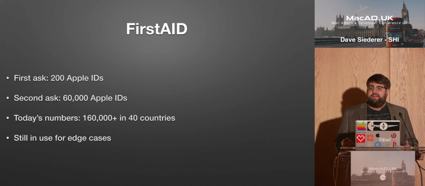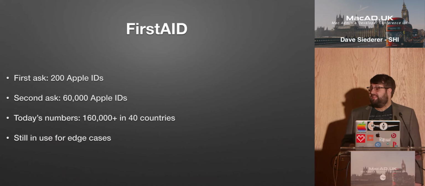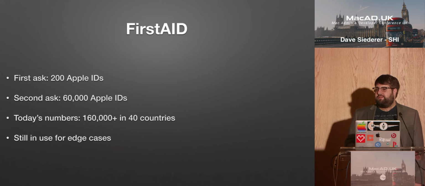Naturally, the second time around, they wanted 60,000. And this has actually kept going, although DEP and VPP have made things a little bit more obsolete. When it comes to Apple IDs, there are still edge cases and things like that. So this is actually still running, 160,000 Apple IDs in over 40 countries just from this script alone.